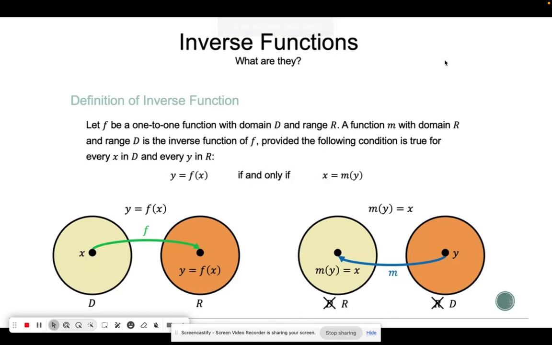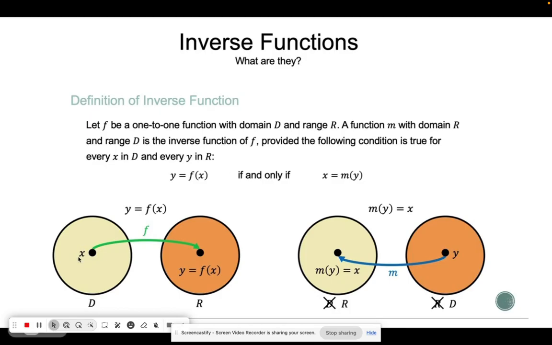All this month and a half, we've been talking about functions and inverse functions. So again, this is just a review. When we have a one-to-one function, the inverse function actually switches the domain and the range.